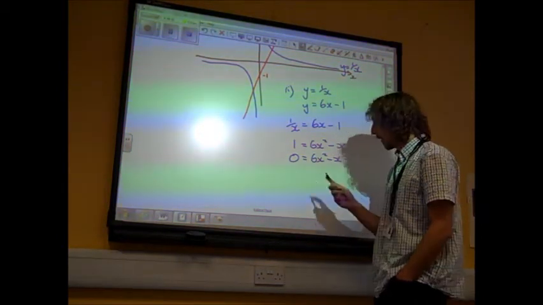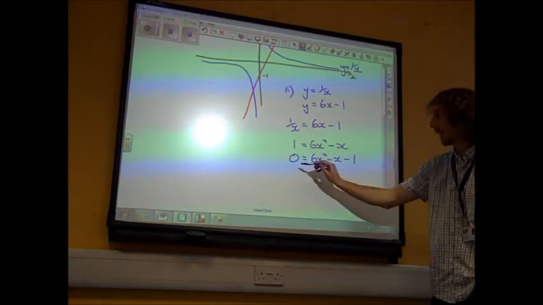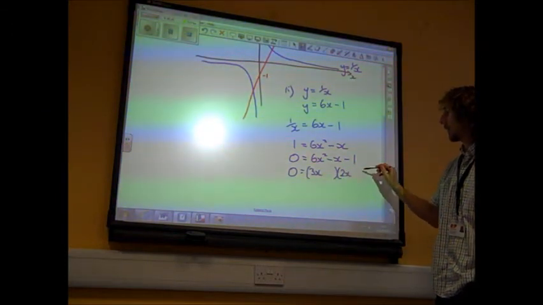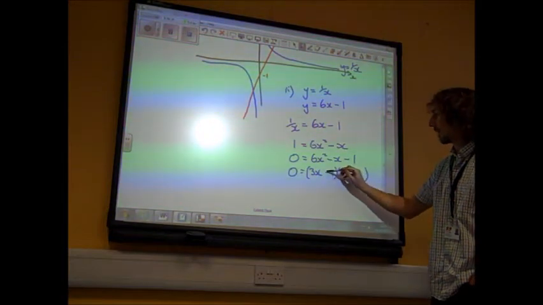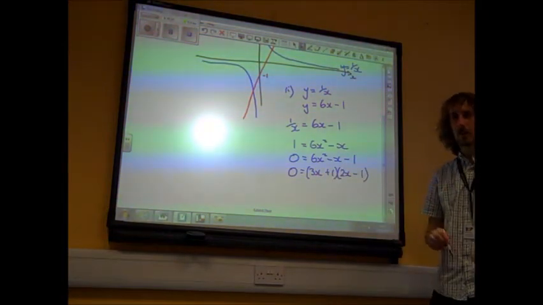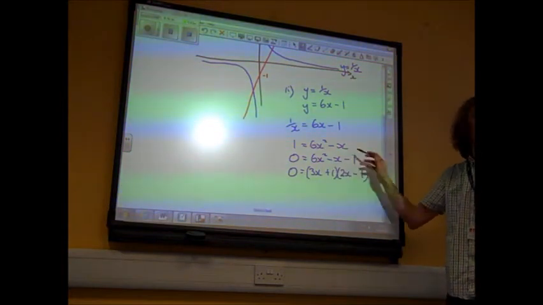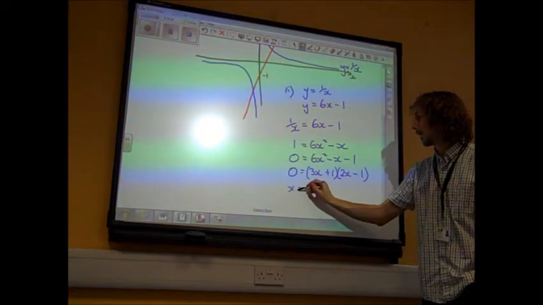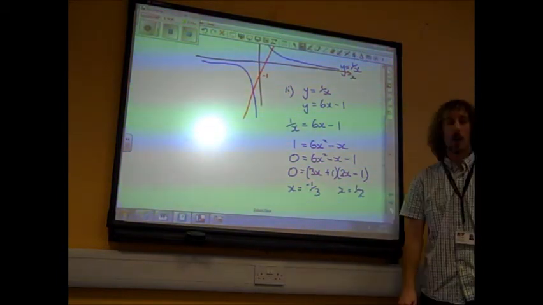I better carry on. This is quite an easy thing to factorise, isn't it? We're just going to have 3x and 2x. Oh, hang on, that needs to be plus, doesn't it? And that's minus, is that right? 6x squared minus 3x plus 2x is minus x, minus 1. So x equals negative a third, and x equals a half.